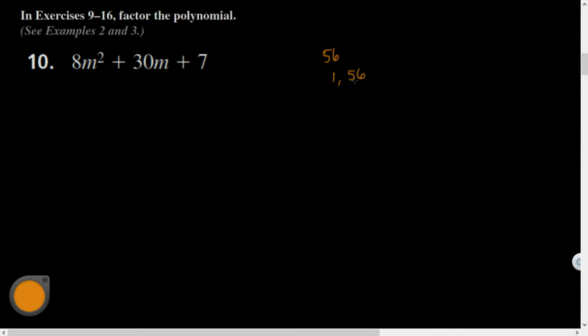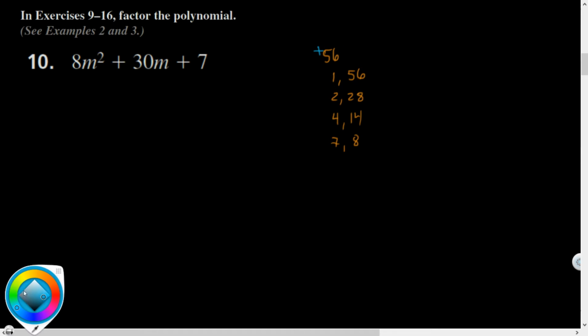1 and 56. 2 and, let's see, 28. 3, no. 4, yes. 4 goes into 28 7 times, so 4 and 14. 5, no. 6, no. And then 7 and 8. All right, and my goal here is, since positive 8 times positive 7 was positive 56. Actually, let me write AC here. AC was equal to that, just so people know where that 56 came from.